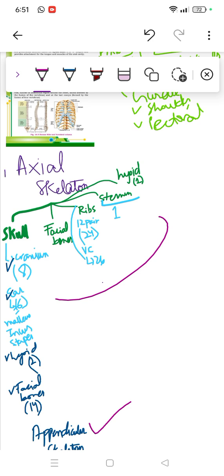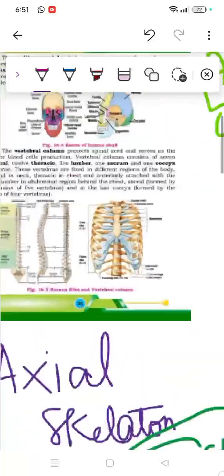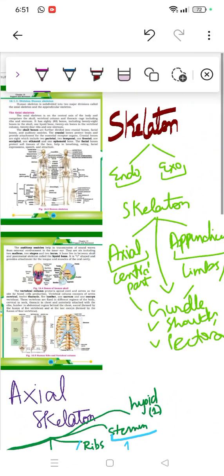So yes, this is all about the basic intro. I hope it is clear. This was not about the axial skeleton in detail, it was only a simple class for the introduction to the human skeleton.